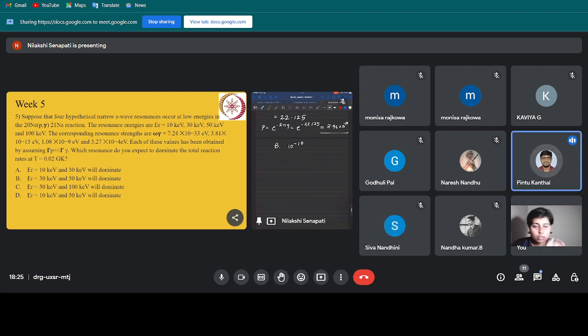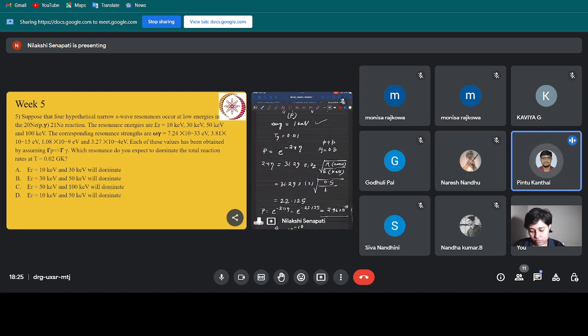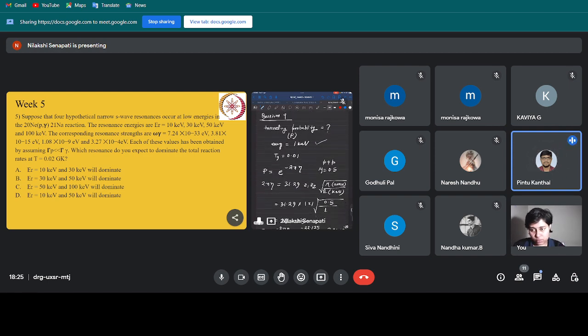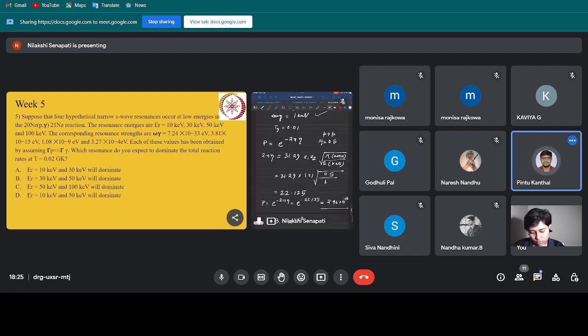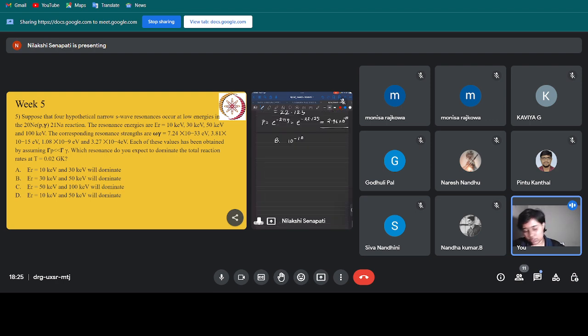Ma'am, in the previous, please repeat. Ma'am, T9 equal to 0.01. This data has been used. No, no, no. Okay. It is not necessary. Sometimes there is some extra information given, just to manipulate you, so you will be puzzled, like if I am missing something. But yeah, it's not used here.